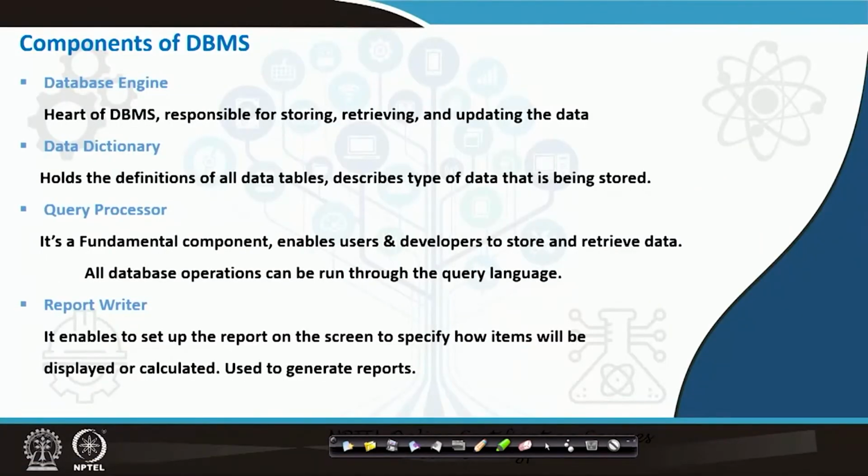When we look at the components of a database, the first and foremost important component is the database engine. It is the heart of the database management system, responsible for storing, retrieving and updating the data. So this is like the backbone or the heart of a database management system. It runs through the entire structure and is very important for storing, retrieving and updating the data.